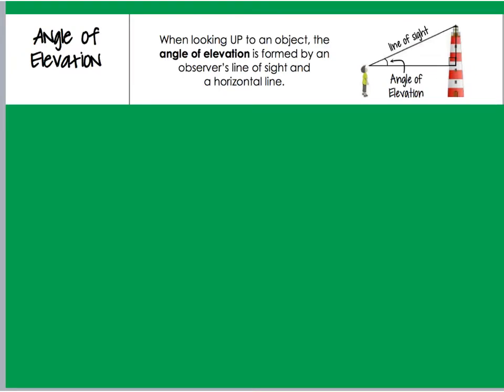Now we're going to talk about word problems. We're going to talk about angles of elevation. When looking up to an object, the angle of elevation is formed by an observer's line of sight and a horizontal line. So anytime we talk about an angle of elevation, think of looking up.